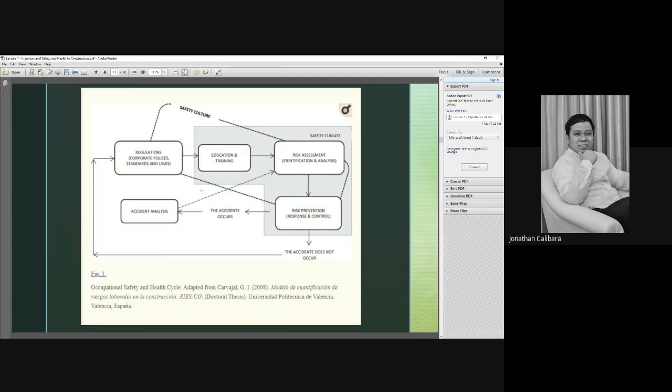Okay? So, this is what we call a safety culture. It involves regulations, risk prevention, and risk assessment. So first, what should come first? We have to regulate corporate policies, standards, and laws. Regulation means rules, not just because the company wants them, but because it is a law that has to be followed.